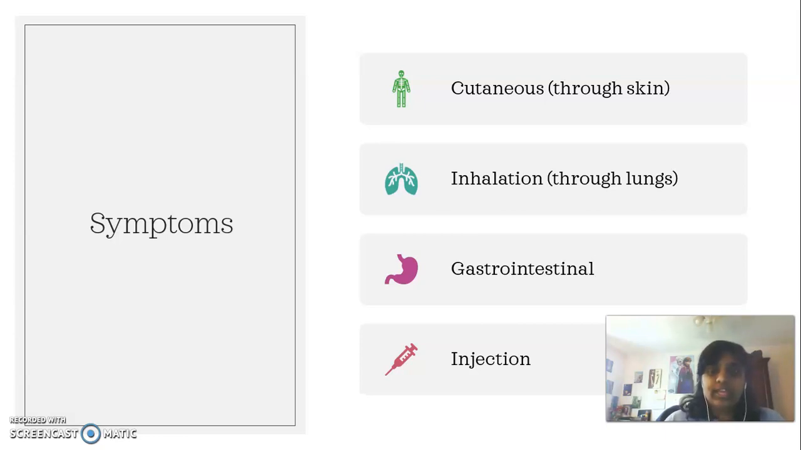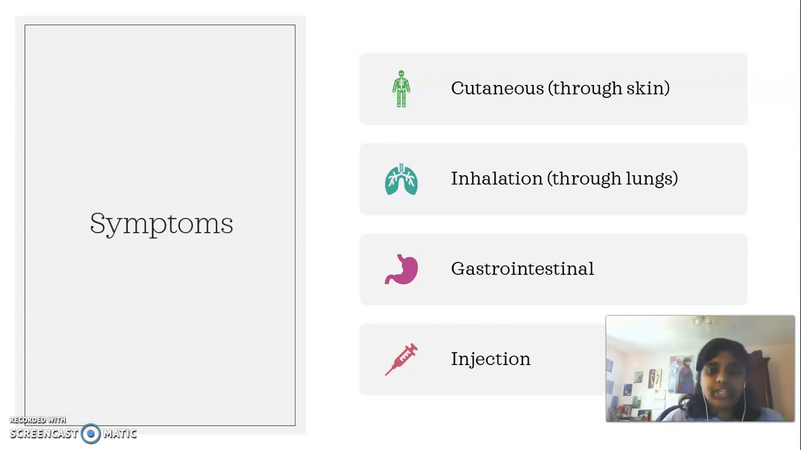With inhalation, what you'll end up seeing is that you'll get these same sores, but on the inside of your lungs and then on your respiratory tract. And it'll make it very hard for you to breathe. You'll end up having a lot of chest pain. You'll be coughing a lot. You'll have confusion and dizziness, along with the fever and chills.